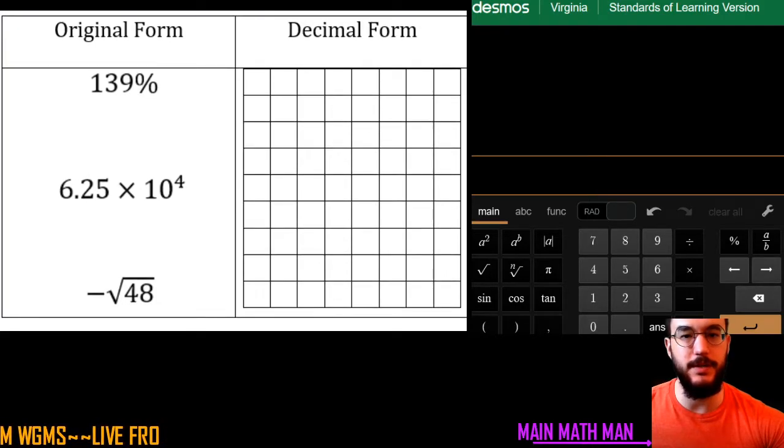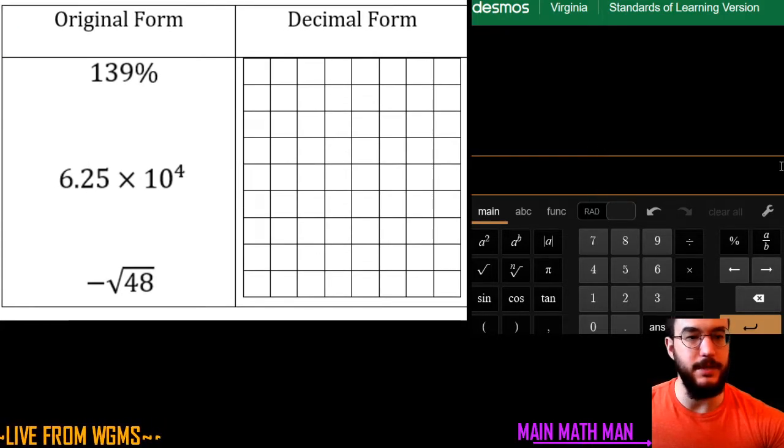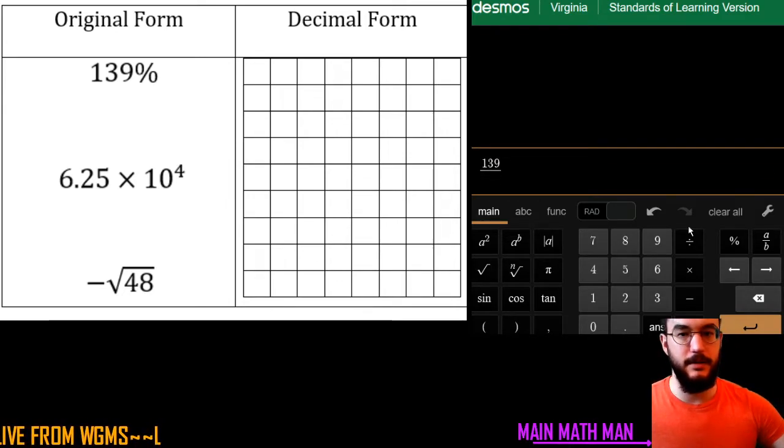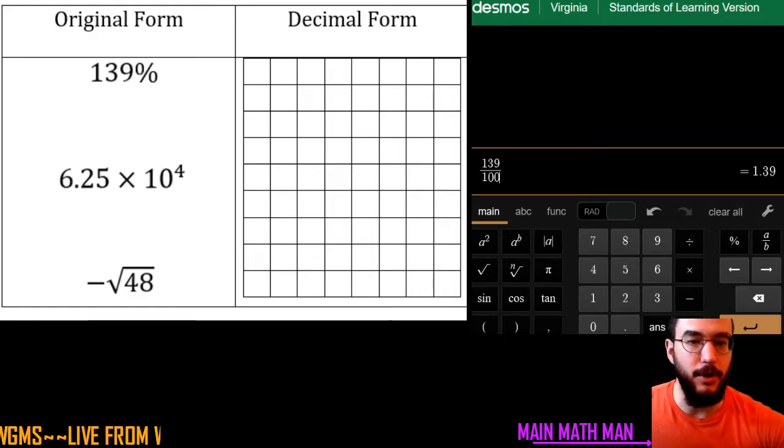So I have here for these, the first one is going to be 139%, so I need to change that to a decimal. Again, it's going to look like this. I'm going to say 139 divided by 100. So again, it's percent, so it has to be per 100. So I'm going to type in my decimals.